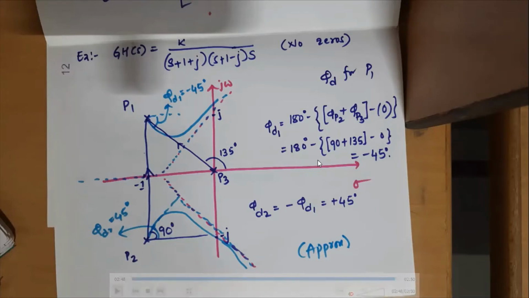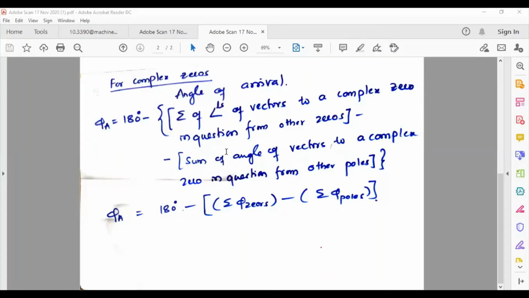So I hope it is clear. Angle of departure, any doubts, clarification? So next is angle of arrival, that is pertaining to complex zero. If you have a complex zero instead of a complex pole, then how to find the angle of arrival? Because the root locus finally arrives and ends at the zeros.